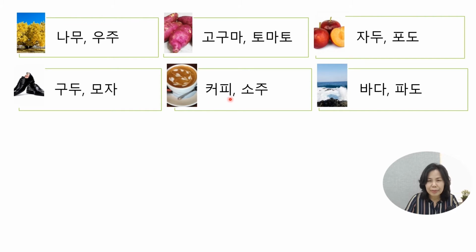And coffee, in Korean we say keopi, keopi, keopi. And I think the most popular drink in Korea is soju. Have you tried it? And sea, bada, and the waves, pado.